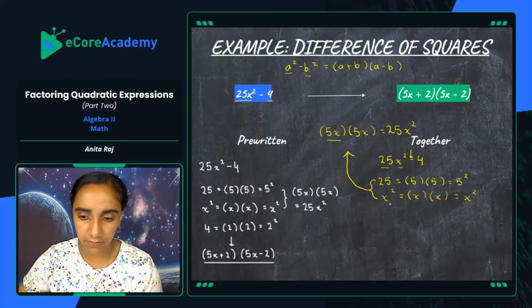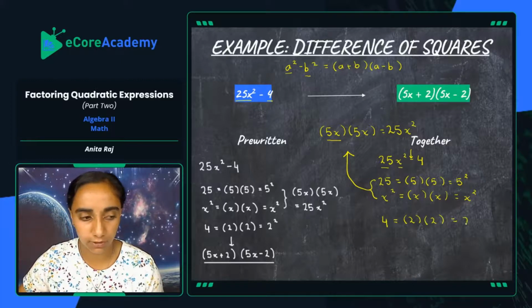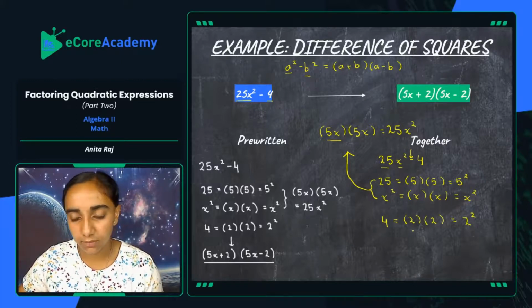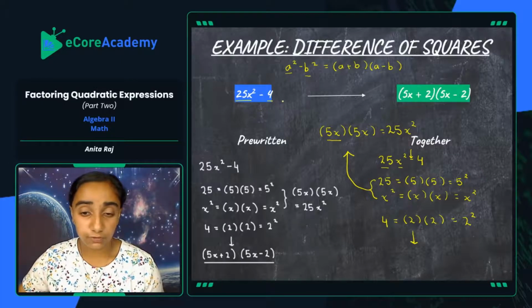Well, now let's look at the 4. 4 is also a perfect square. 4 is equal to 2 times 2. So 2 squared is equal to 4, making 4 a perfect square as well. So we need to combine all this information to factor this.